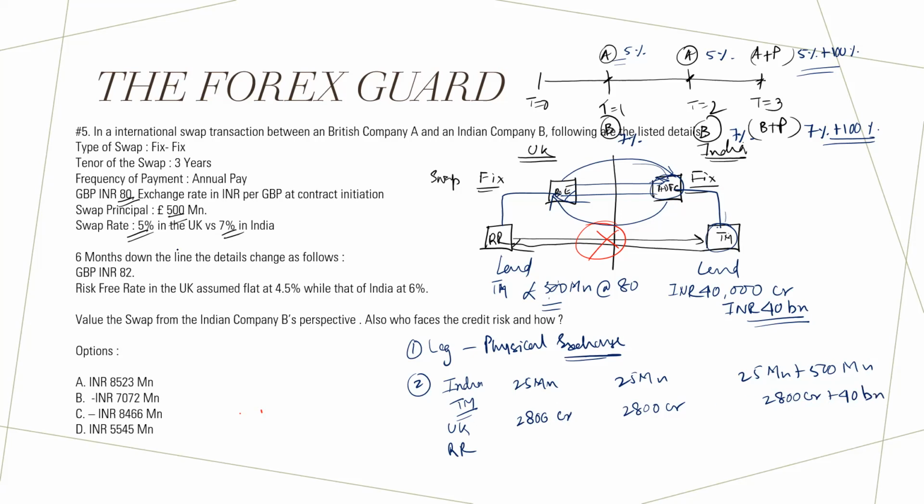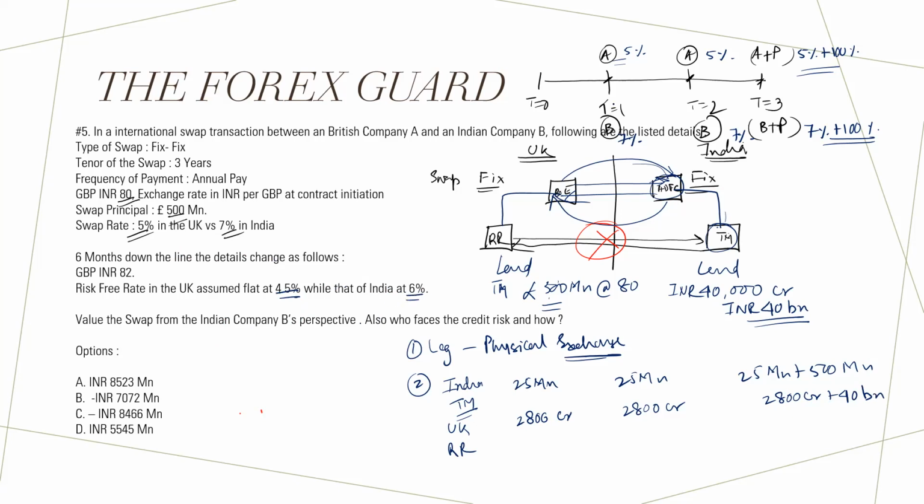Now what it says is that 6 months down the line, the details have changed as follows. The forex rate has now become 82, and the risk-free rate in UK is assumed to be 4.5% now, while that in India is 6% flat for the rest of the tenure.